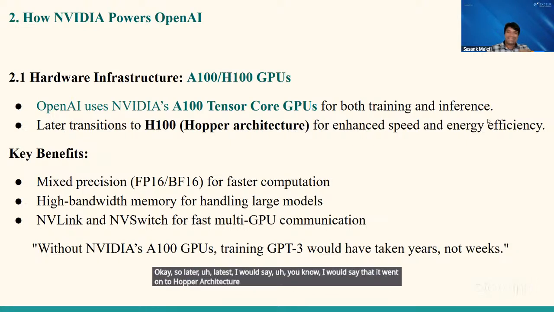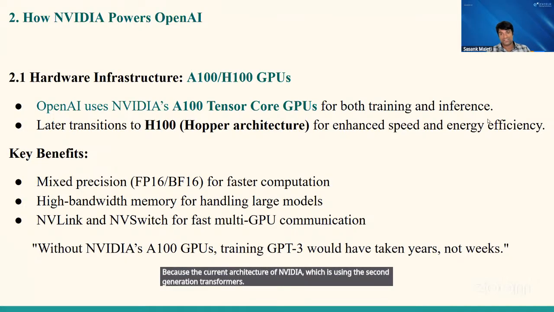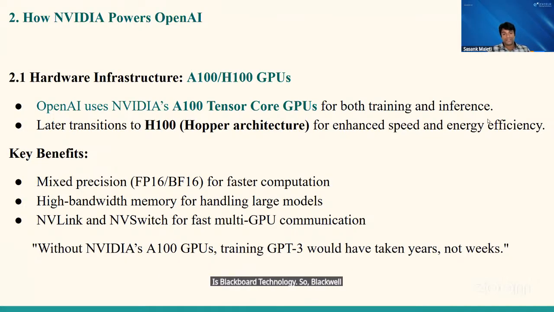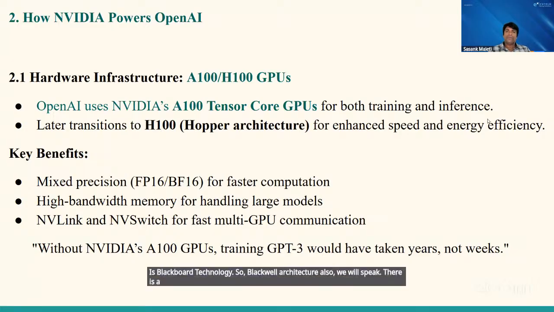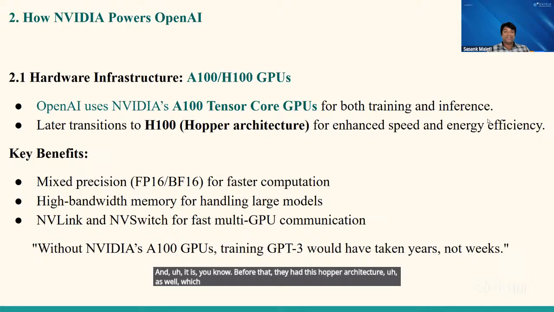Now I'll talk about the current architecture also, because the current architecture of Nvidia, which is using second generation transformers, is Blackwell technology. So we will speak about the Blackwell architecture also. There is a lot in the development phase. Before that they had the Hopper architecture as well, which is still being used by OpenAI, because it will cost millions for companies to change the architecture and buy the supercomputers.